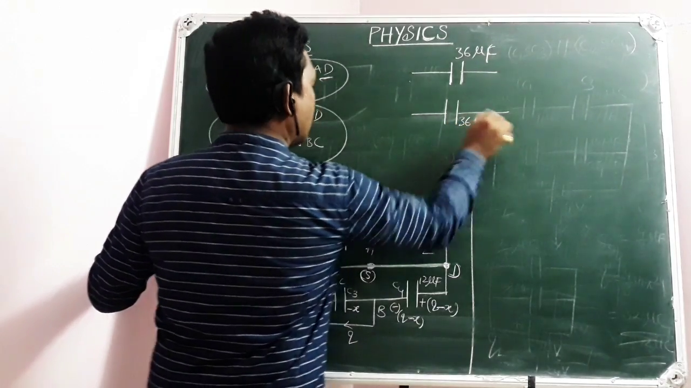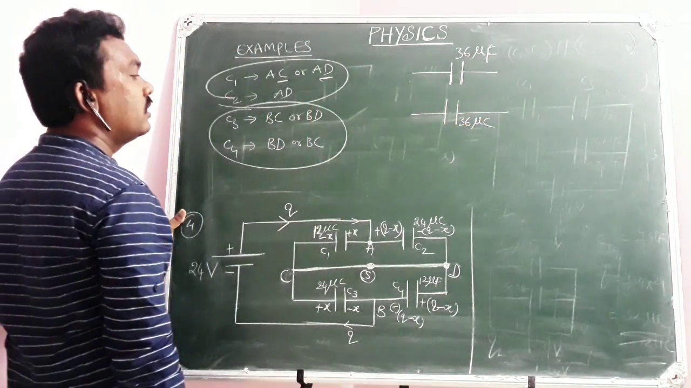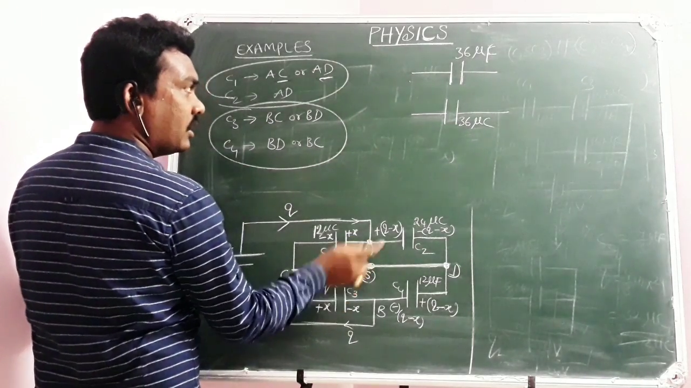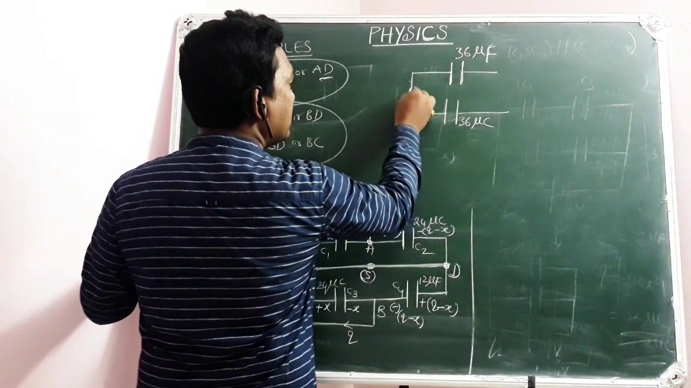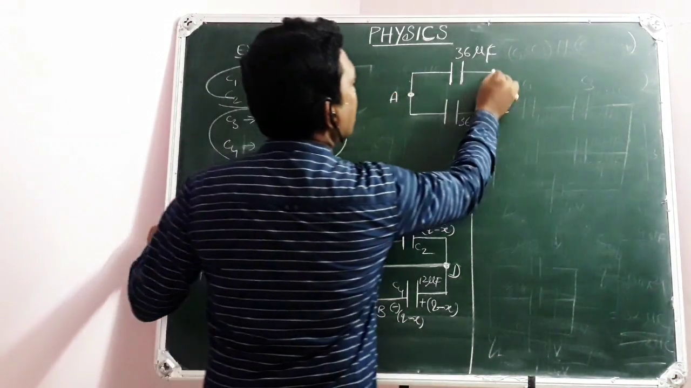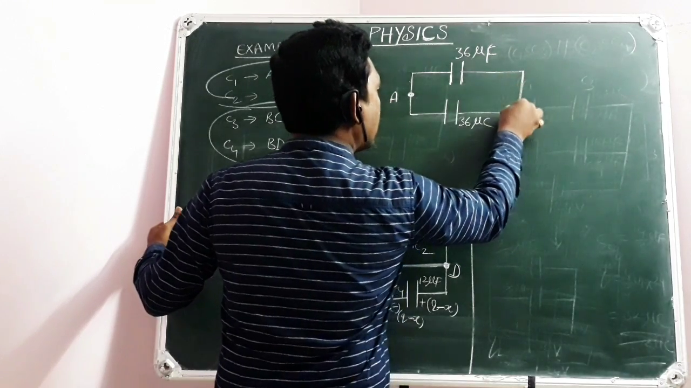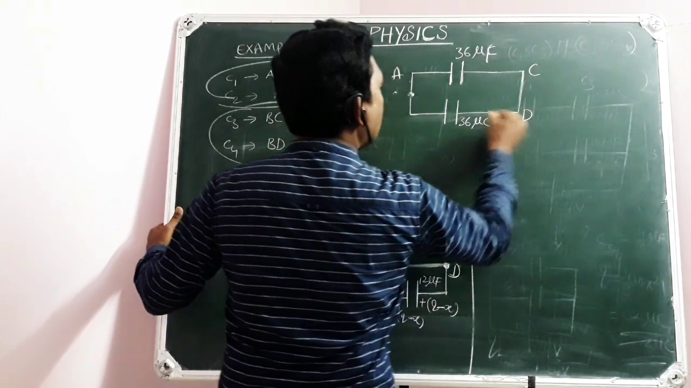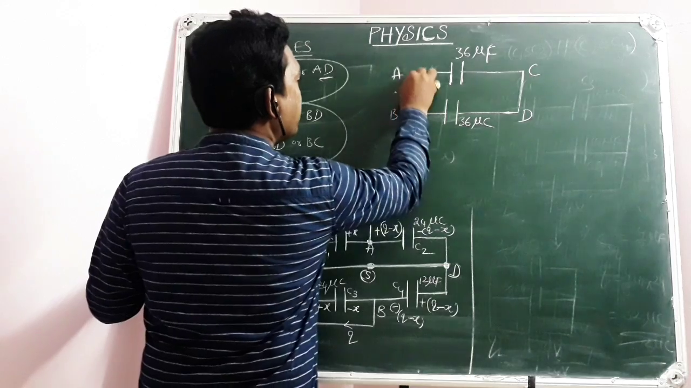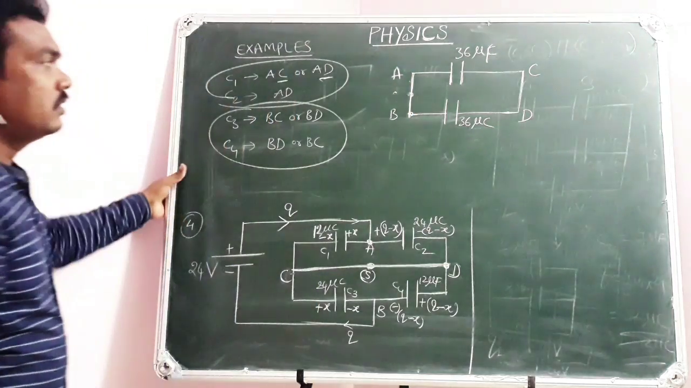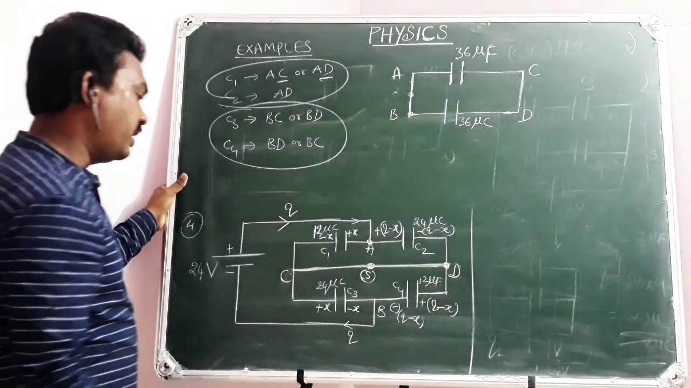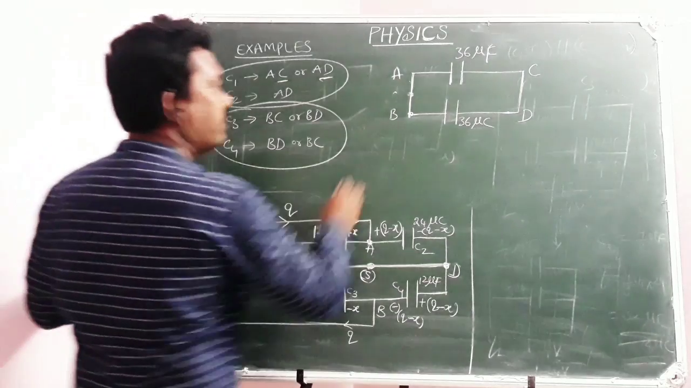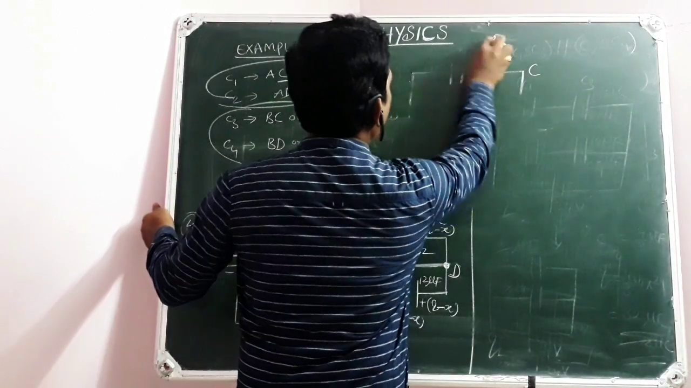But remember the point you need to understand here: this is across AC or AD. So if this is A, the other side is C or D. Similarly here, across BC or BD. This is what you need to understand. The positive terminal of the battery is given to A, the negative terminal given to B. Let me take the equivalent circuit properly.